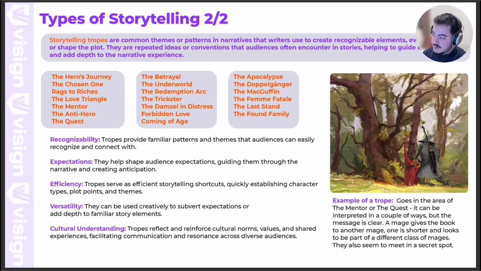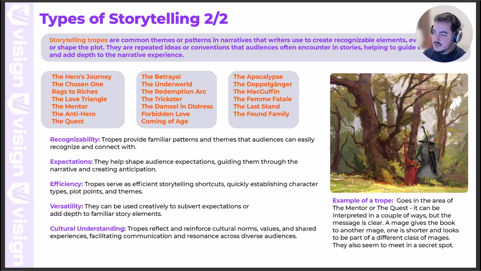And here I have an image that I just put as an example. It's an example of a trope, in the area of the mentor or the quest. So we can associate this image either with the mentor or the quest. I know people enjoyed it. And the thing is this, it can be interpreted in a couple of ways, but the message is clear. A mage gives the book to another mage, one is shorter and looks to be part of a different class of mages. They also seem to meet in a secret spot, because it's in the middle of nowhere, in nature somewhere, at a tree, is their meeting spot. So this is an example of depicting a trope.